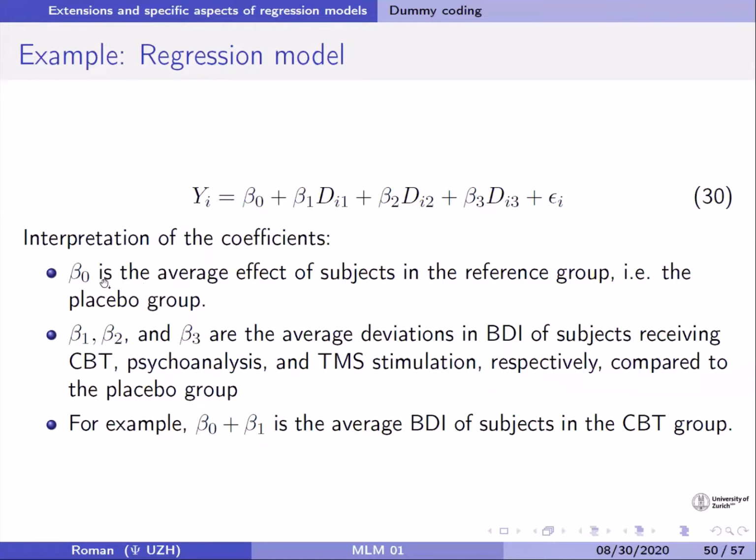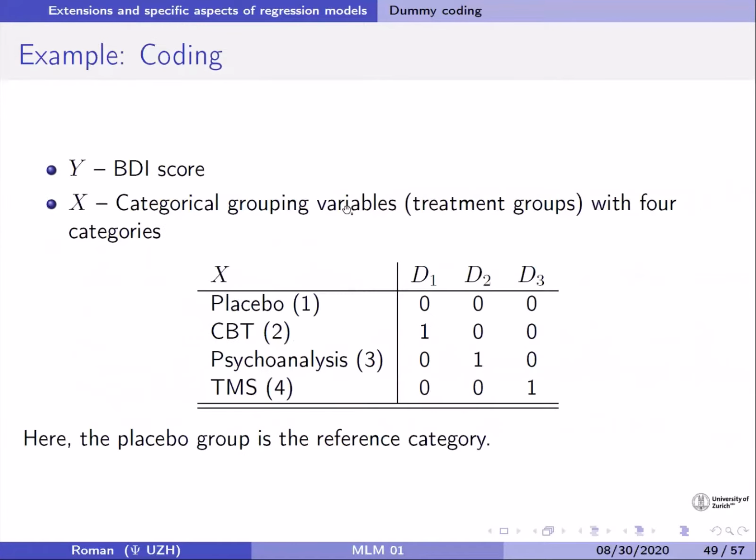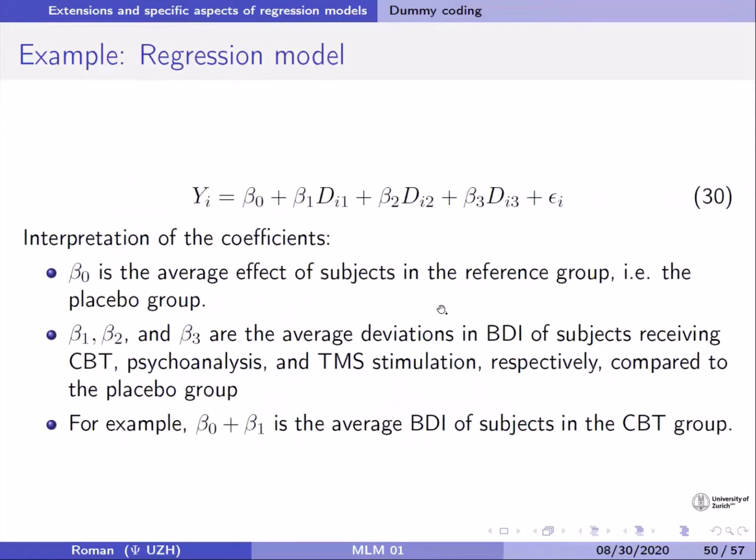So B0, or our intercept, is the average effect of the subjects in the reference group. Recall that the intercept says when all coefficients are 0, this is the expected value of y. So, looking at our dummy-coded matrix, when all of these variables are 0, we equal the placebo group. So, the intercept simply will tell us, in this circumstance, the expected value of y for the placebo group, or the mean of the placebo group on the BDI.